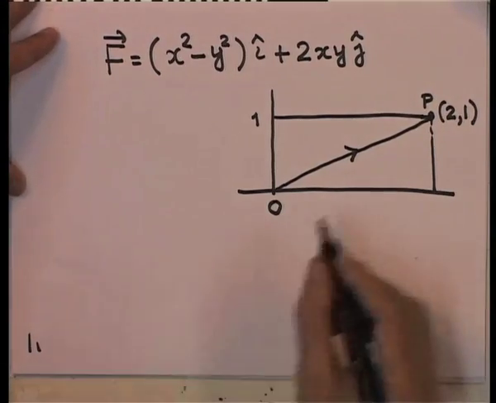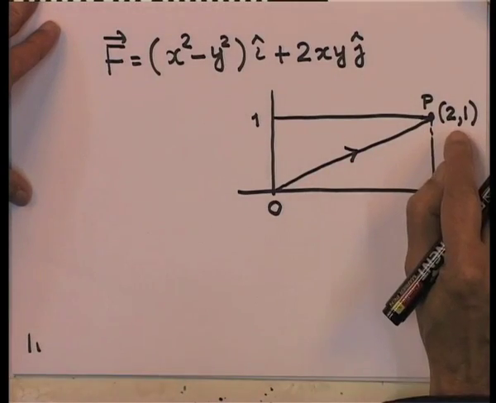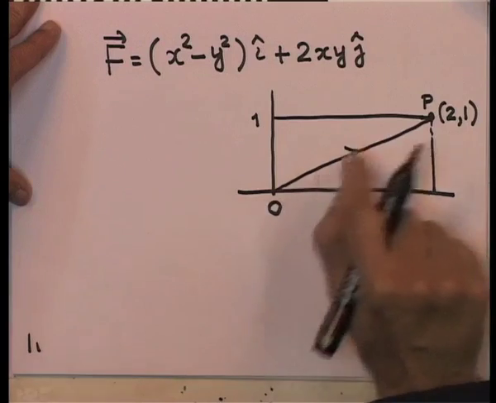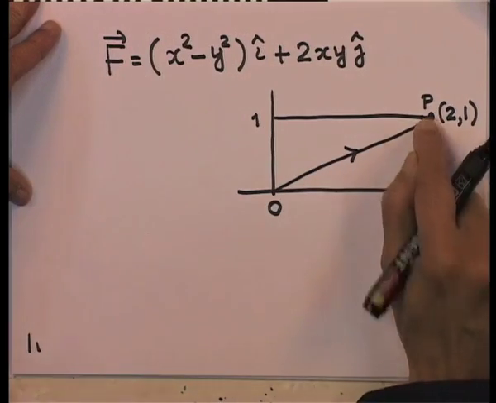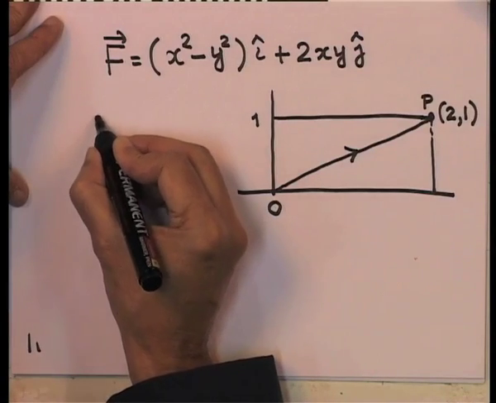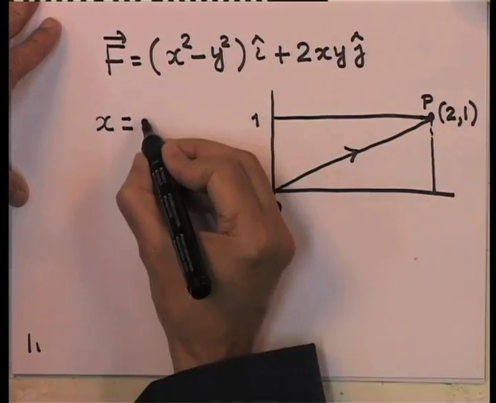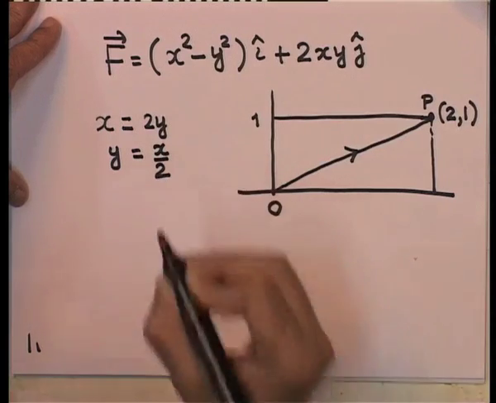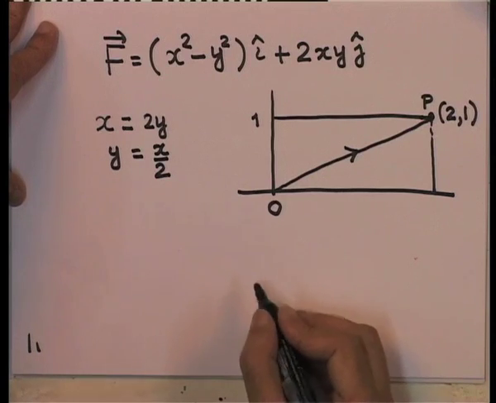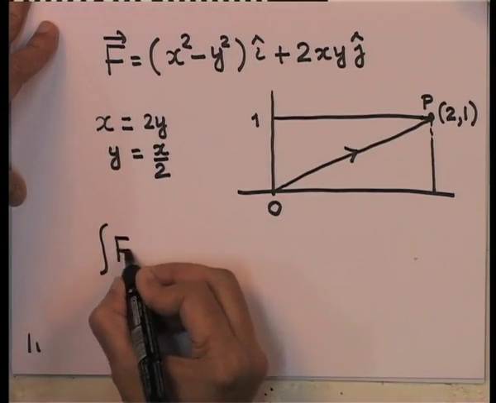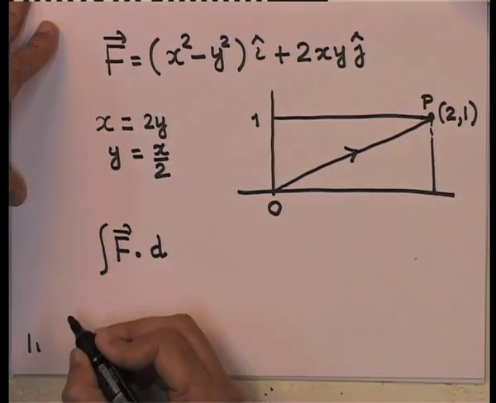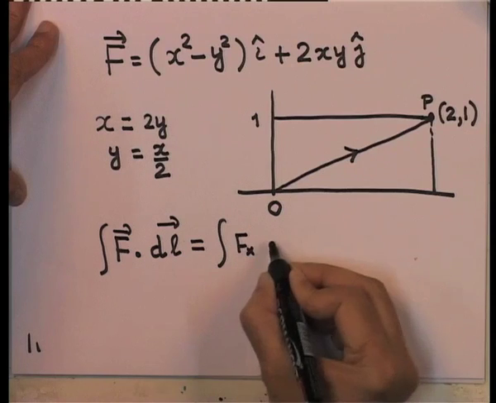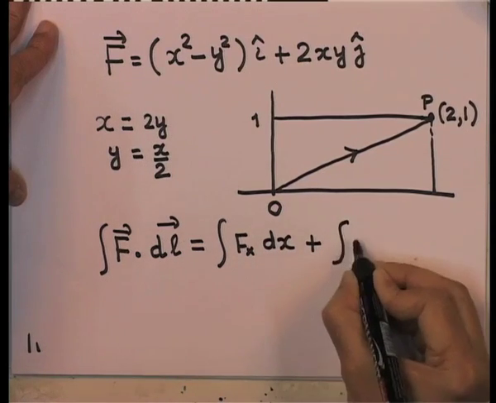Now, notice, since this straight line joins origin to 2, 1, I can easily find out the equation of this line. The equation of this line obviously is x equal to 2y, alternatively y is equal to x by 2. Now, let us look at how one computes this. Remember, integral f dot dl, if you like, is integral f x dx plus integral f y dy.